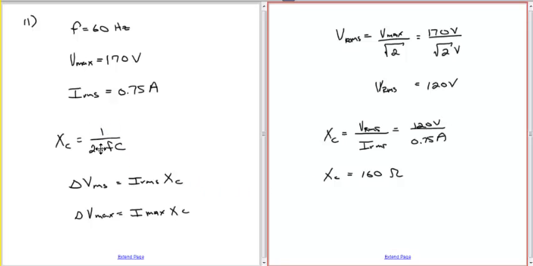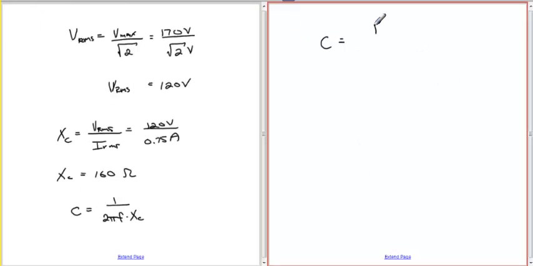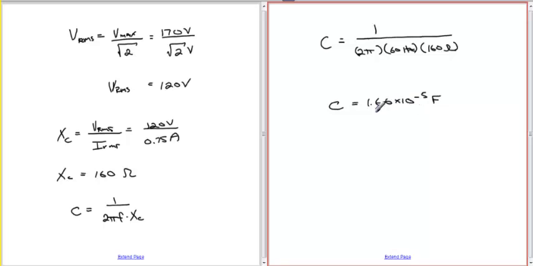Okay, now we can solve for the capacitance, which is what they're asking for. So all you have to do is solve this for the capacitance. The capacitance is going to be equal to 1 over 2 pi f times the capacitive reactance. And since we have all that, it's just plug and chug. So we have 2 pi times 60 hertz, 60 cycles per second, times 160 ohms. So 1 divided by 2 divided by pi divided by 60 divided by 160. And we end up with 1.66 times 10 to the minus 5. And the units for capacitance are farads.